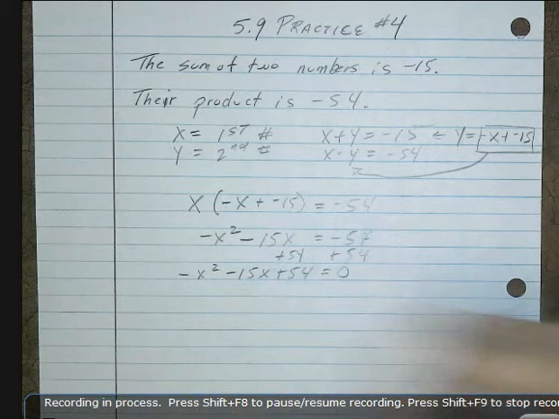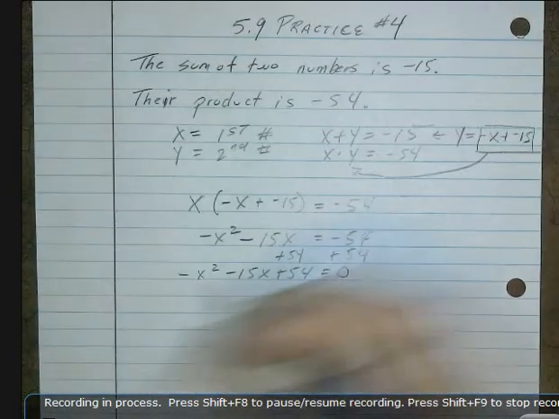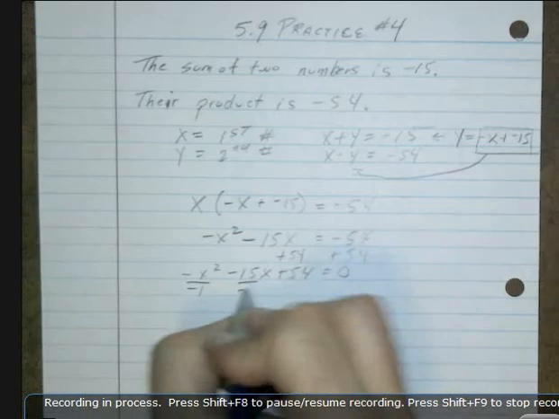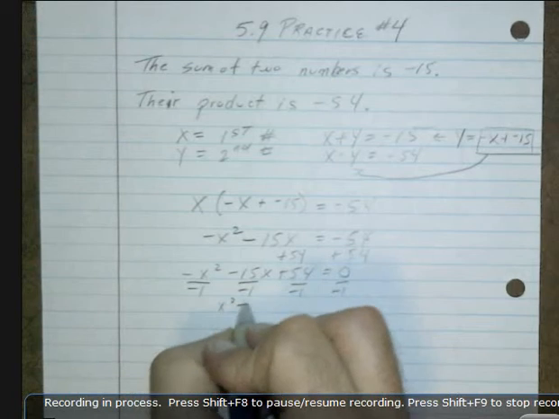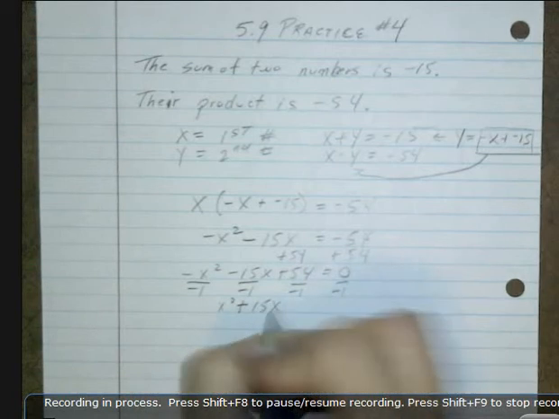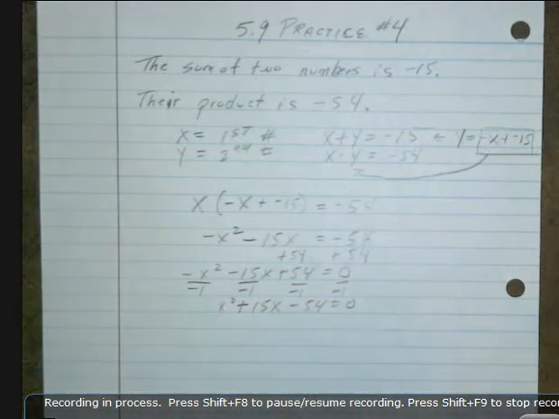Now you could solve it at this point, but I'm not a big fan of having negative x squared, so I'm going to multiply everything through, or divide in this case, by negative 1. So I got x squared plus 15x minus 54 equals 0. And you could use the quadratic formula, or completing the square. This just so happens to be factorable, so that's the one I'm going to use.